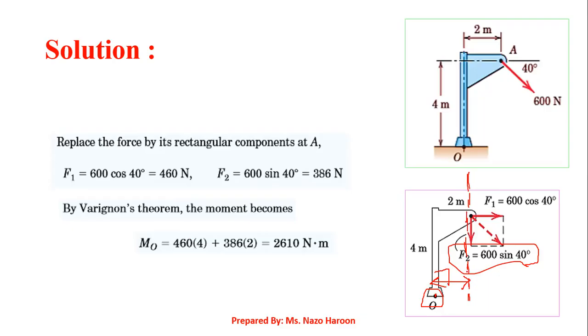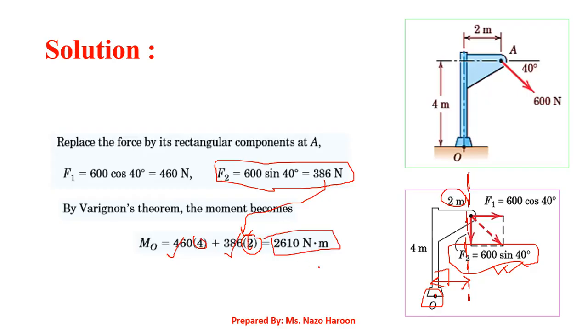So when you write the moment generated by the 600 sine 40 Newton force, you may write it as 600 sine 40, or 386, multiplied by 2. Why? Because this 2 meters is the moment arm distance for this vertical component of the force, right? So now you have the force component along the x-axis, you have the component along the y-axis, and you have the corresponding moment arms. Just multiply them and add them, and you will get the final answer for this moment, like this.